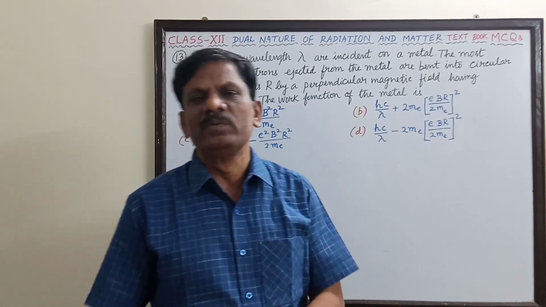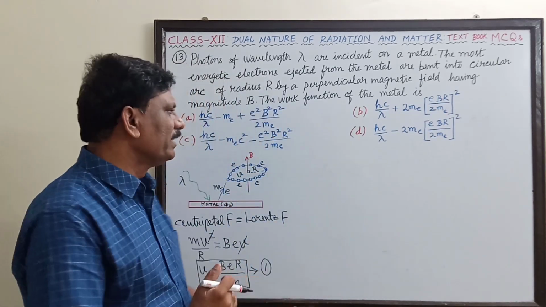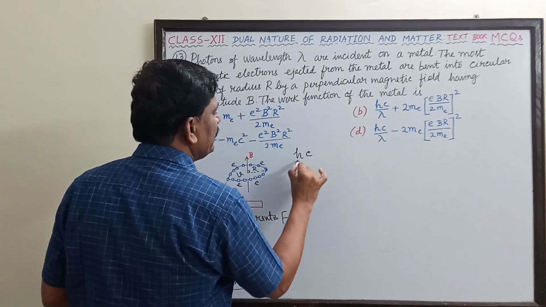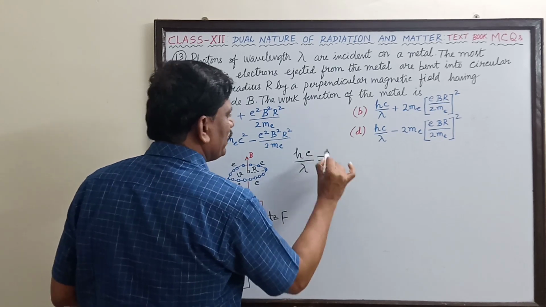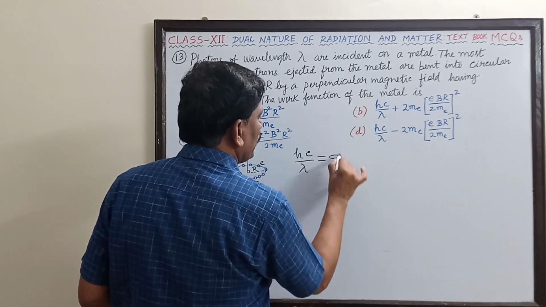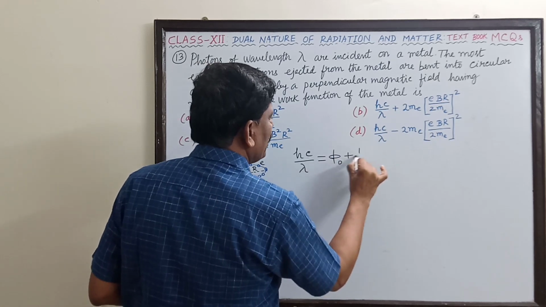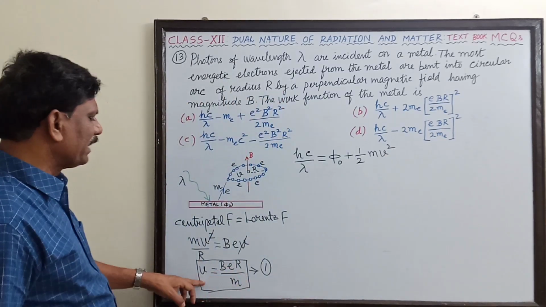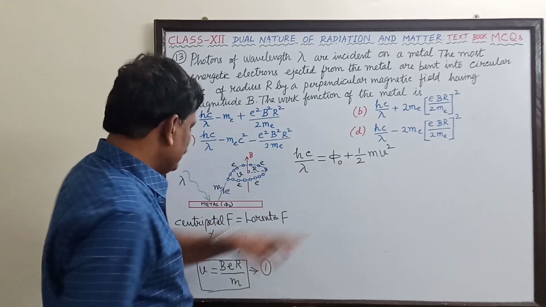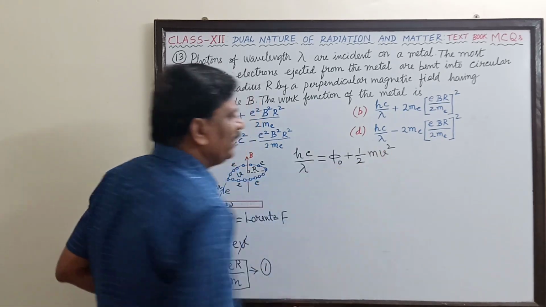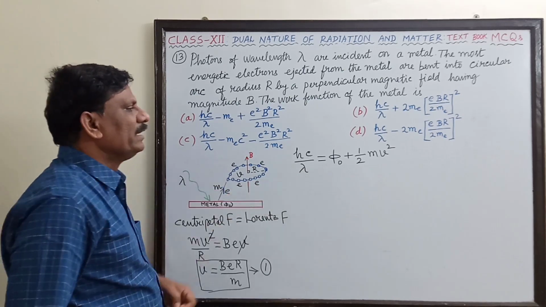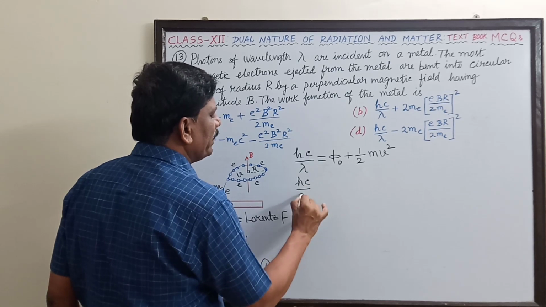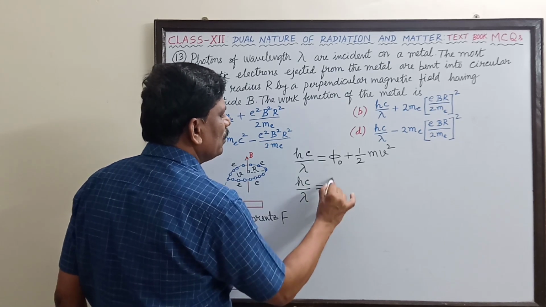Now after this we have to go for the regular equation, namely Einstein's photoelectric equation. The incident energy hc by lambda is utilized in two ways: the work function phi naught plus half m v squared maximum, which is the maximum kinetic energy. I am going to substitute this value of v in Einstein's photoelectric equation. The left hand side is hc by lambda.